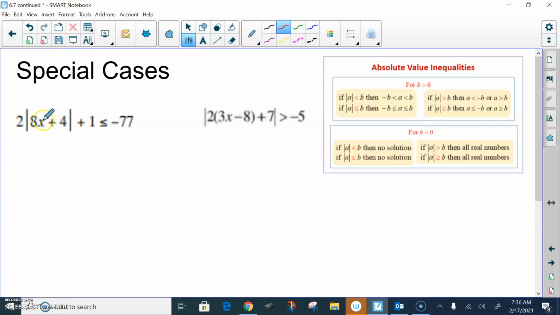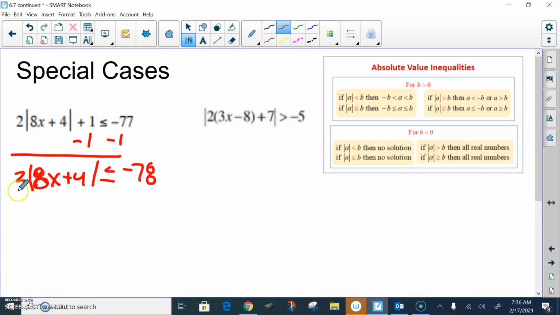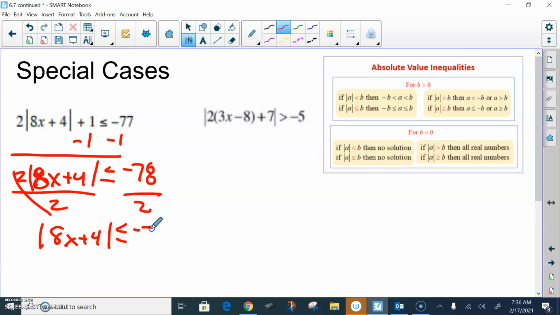So let me show you what that is. So first you want to simplify to get the absolute value by itself. So I'm going to subtract that 1. So I get 2 times the absolute value of 8x plus 4 is less than or equal to negative 78. Now we're going to divide it by 2 to get rid of that. So we get the absolute value of 8x plus 4 is less than or equal to negative 39.